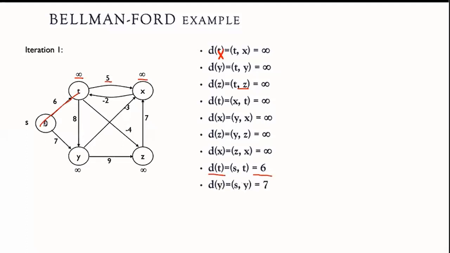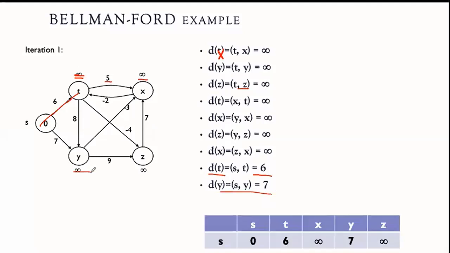Next, s to y, edge s to y. Okay, 0 plus 7 is less than infinite. So distance of y is updated to 7. In the first iteration, only we got the distance of t and distance of y, which will be updated. Distance of t is equal to 6, distance of y is equal to 7. Is it clear? In the first iteration, only distance of two vertices got updated.